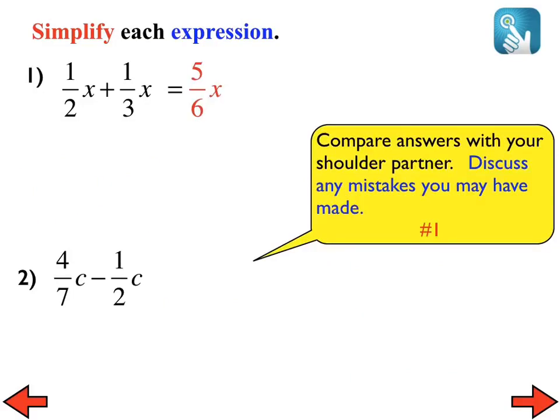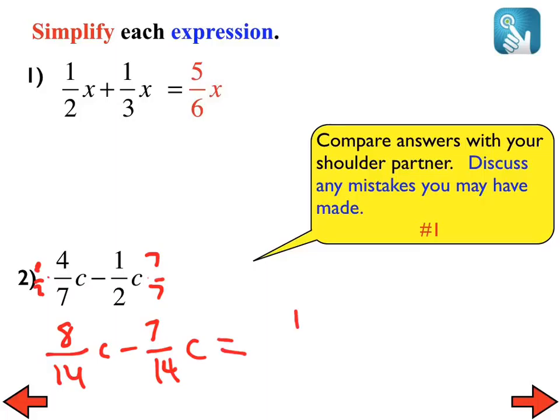Number 2, are these like terms? Yes, go ahead and tell me what the LCD would be. 14, so we want them both to be 14. That means I'm multiplying this one by 2 over 2 and this one by 7 over 7. This would give me 8/14 c minus 2/14 c. What is 8 minus 2? Oops, sorry. That's a 7. That was my sloppy writing. 7. What is 8 minus 7? 1. 1/14 c. Don't forget the c.